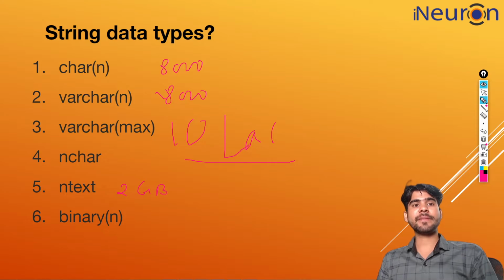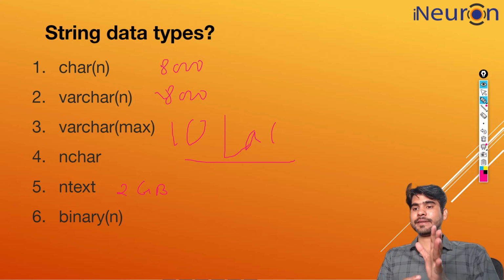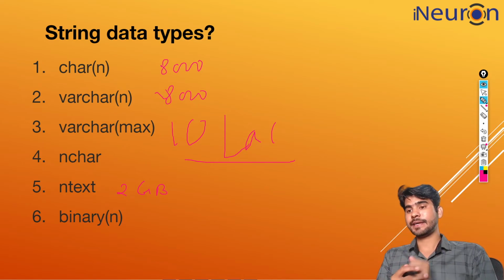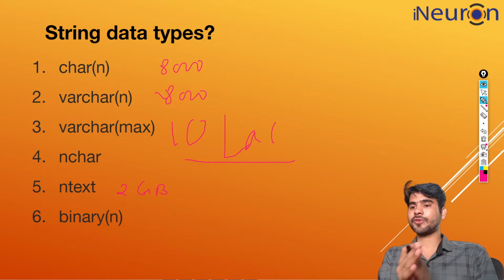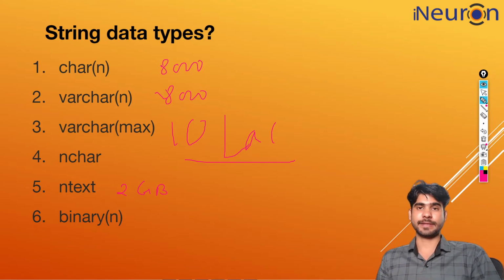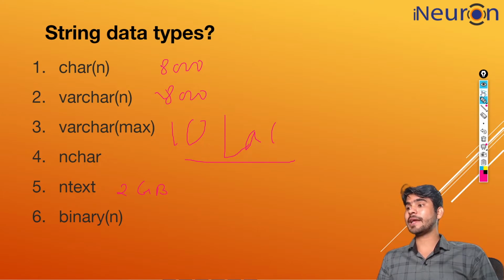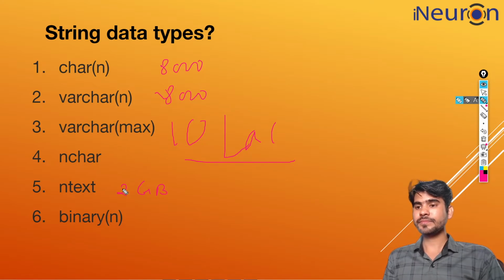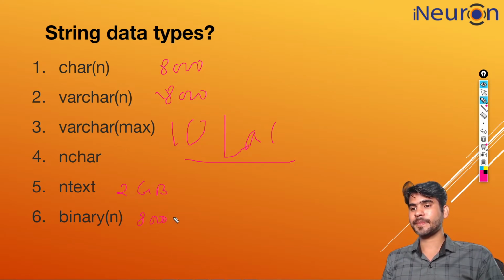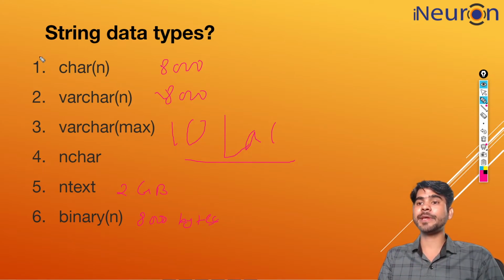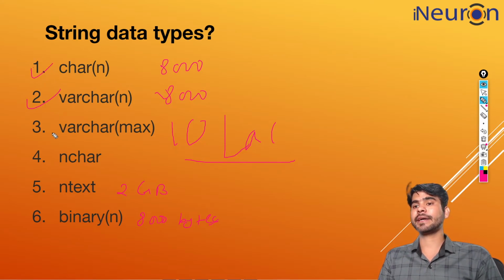Okay, next we have binary n. When you want to add binary string data in any particular table or any particular column, you can use binary n, and the size of binary n you can define up to 8000 bytes. So under the string data type we have some important data types: char n, varchar n, varchar max, nchar, ntext, and binary n.